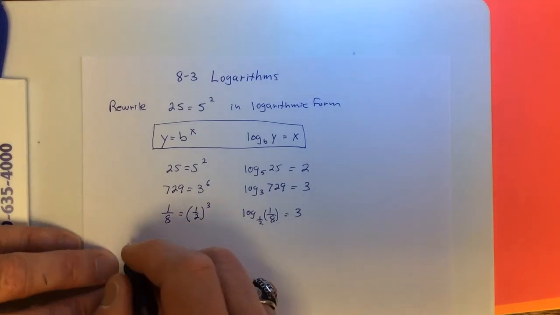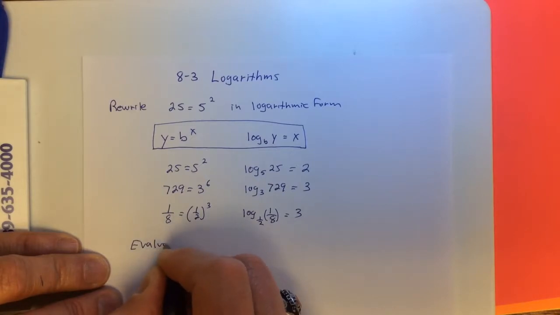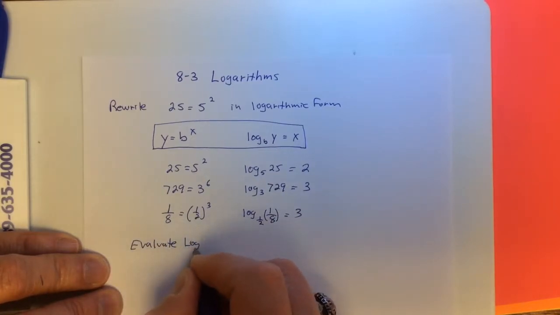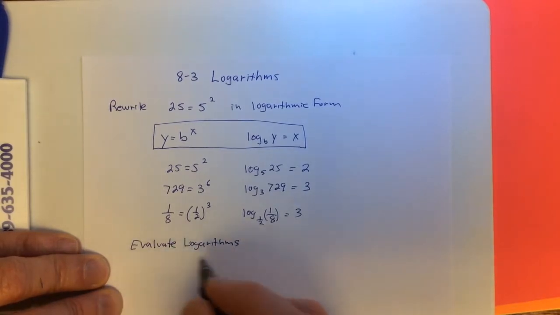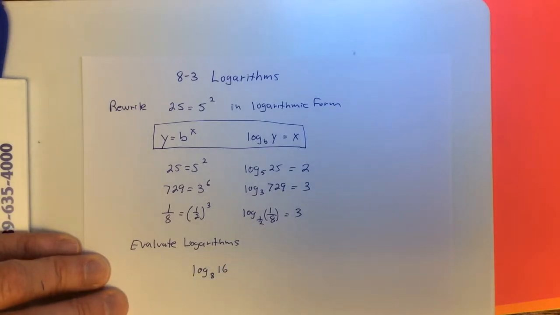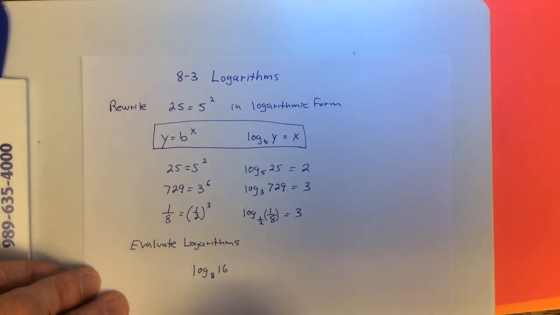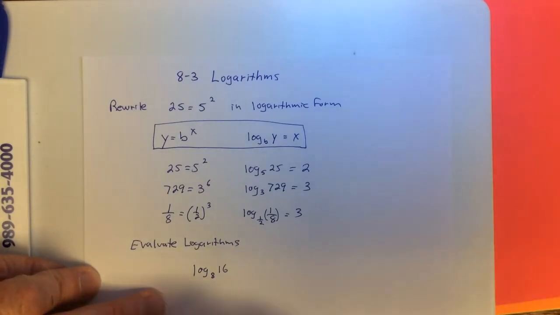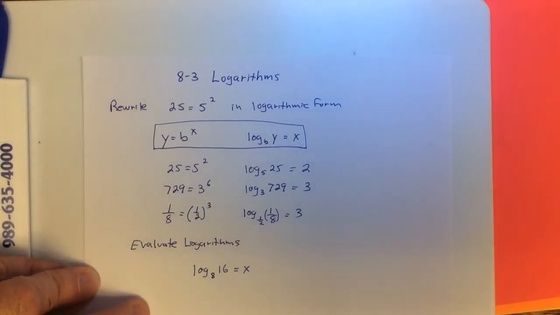Okay, the second skill that we worked on today was to evaluate logarithms. So what that means is if I give you a basic logarithm, such as log base 8 of 16, and I want to evaluate that and find the value of it, I'm going to set this equal to a variable. I don't care what variable you want to use, y, x, it doesn't matter. So I'm going to set this equal to a variable, x.